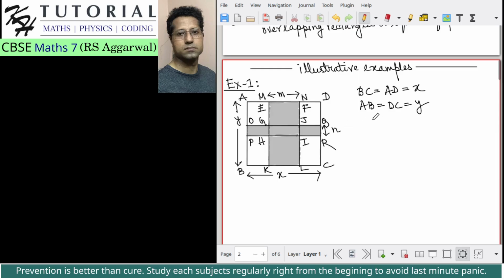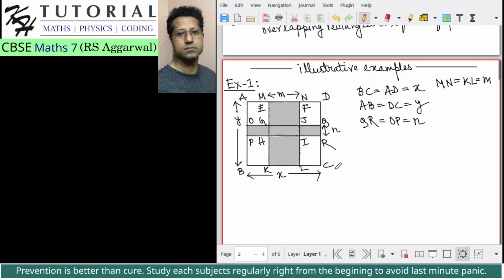Okay, so the width of the horizontal shaded rectangle, as you can see, is QR. QR is equal to OP, which is given as n, and MN is equal to KL, which is equal to m. So these are the only dimensions given.